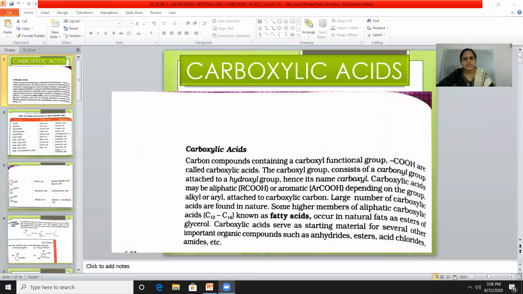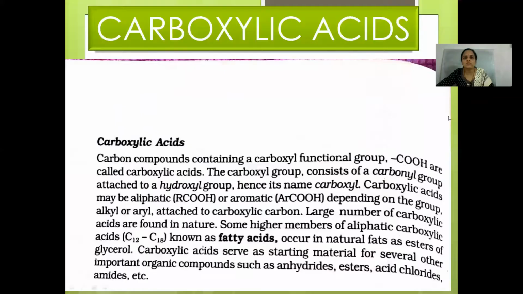Hello students, let us start today with carboxylic acids. Carboxylic acids have the general molecular formula RCOOH. The functional group present in carboxylic acids is COOH, and the carboxyl group consists of a carbonyl group attached to a hydroxyl group, that is, a C double bond O group attached to an OH group, and that's why its name is carboxyl.